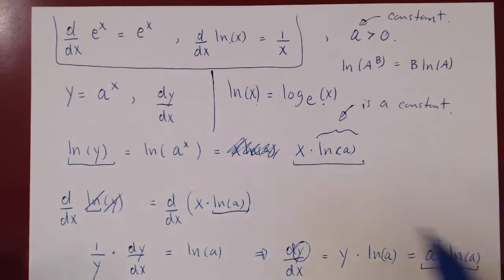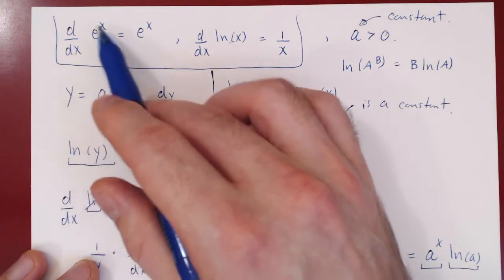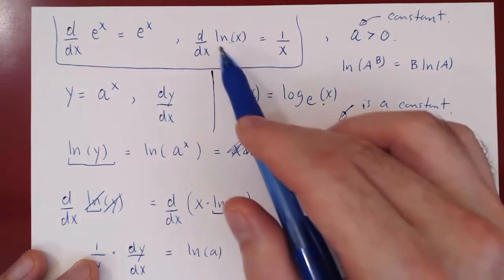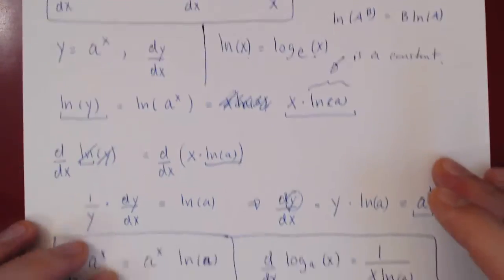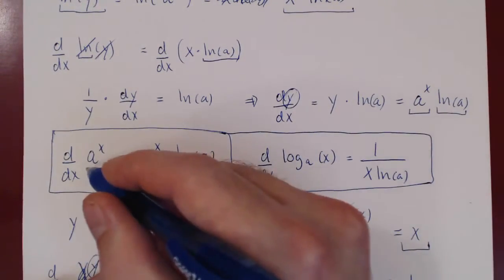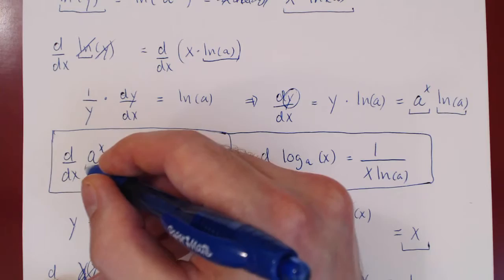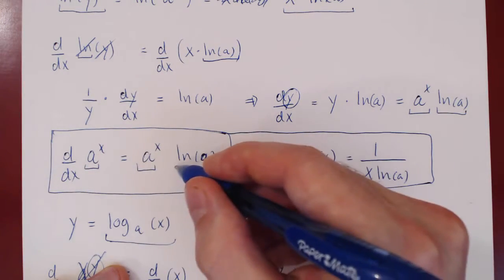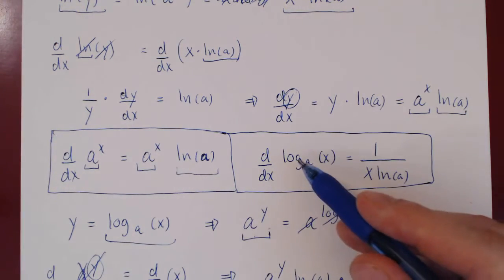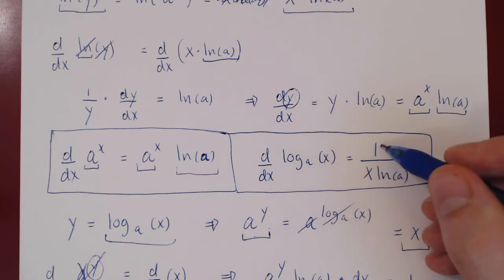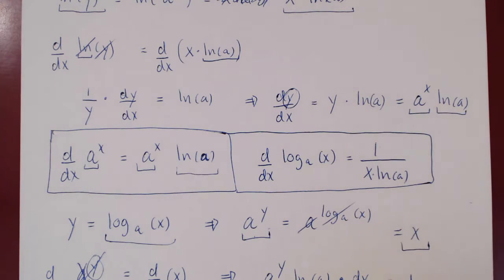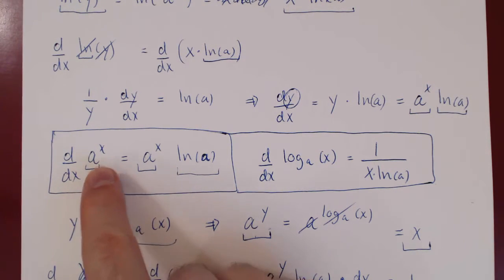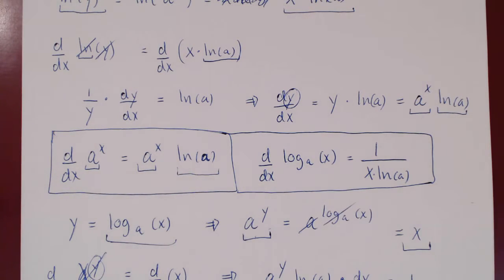So you see it's really, really nice. The derivative of the exponential function base e is itself. The derivative of the logarithmic function base e, ln of x, is 1 over x. And when you change the base, it's almost the same thing. The derivative of the exponential function is itself times ln of the base. The derivative of the logarithmic function is 1 over x times ln of the base. And there you have it. We can now differentiate any exponential function and any logarithmic function.